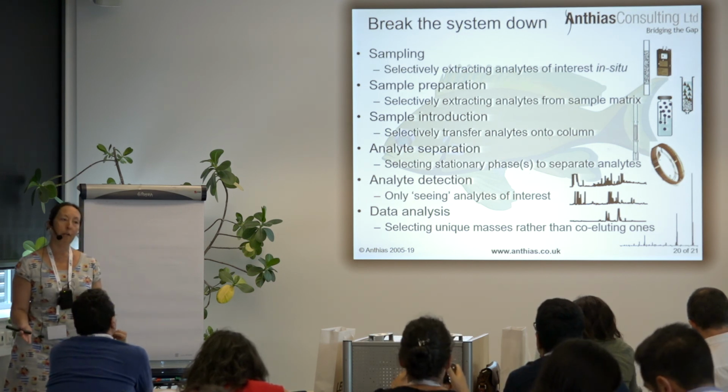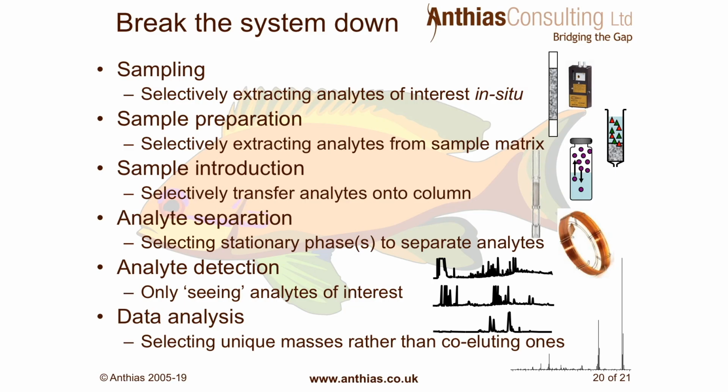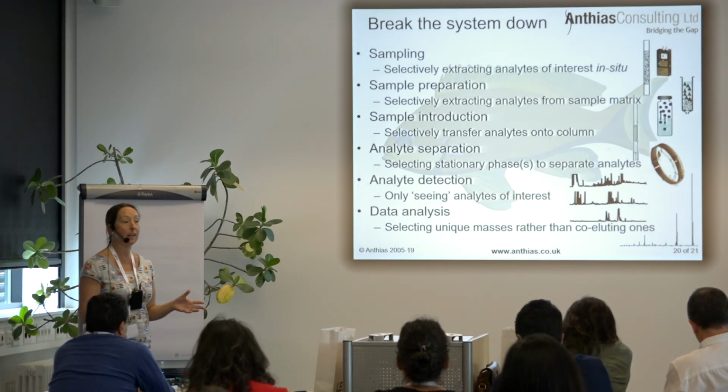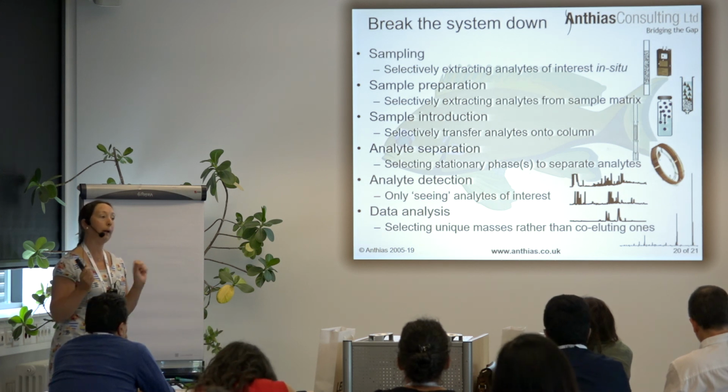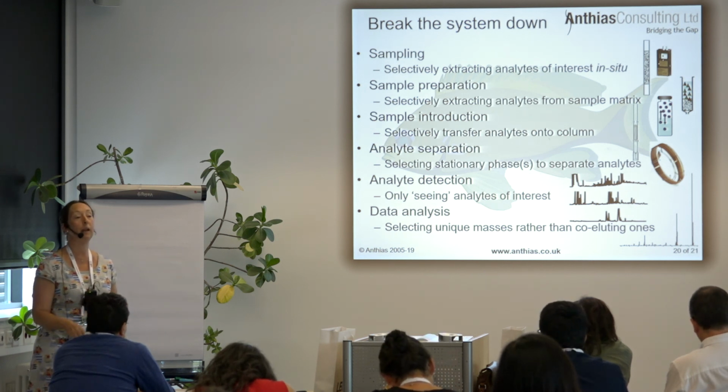So just to summarize, when we're thinking about analysis, we want to break it down into individual steps: what is happening from our sample collection all the way through to our data analysis, and how are we going to use selectivity in each of those steps? In our sampling, selectively extracting our compounds of interest in situ from wherever that location is. In our sample preparation, selectively extracting the target compounds, leaving behind the matrix. In our sample introduction, we can do a volatility cut of our compounds of interest onto our GC column. And even if we want to look at everything in the sample, we should not be transferring those high molecular weight compounds which you can't get off the column.